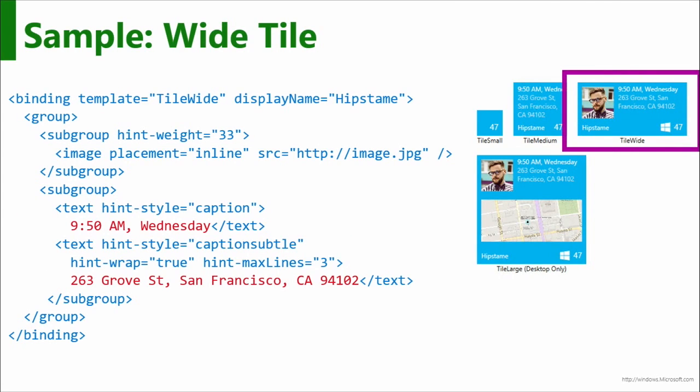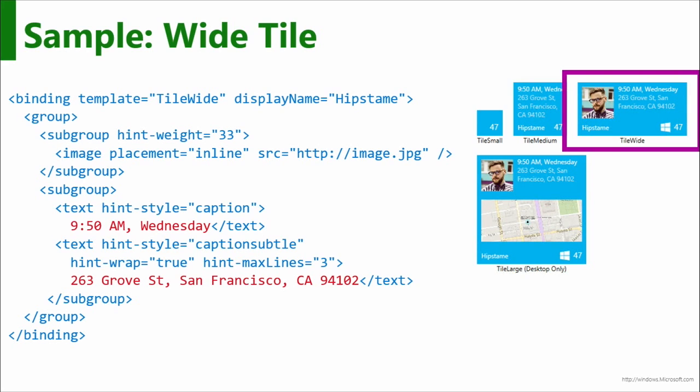This is the wide tile. So the wide tile, the way we look at this is the small tile is 1 by 1, and the medium tile is 2 by 2. The wide tile then is 2 by 4, or is it 4 by 2? Well, it's 2 tall and 4 wide. And then we have the large tile, which is 4 by 4.